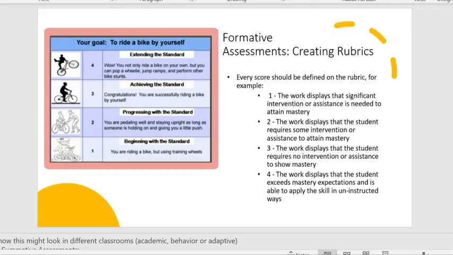And then 3, achieving the standards. So congratulations, you're successfully riding the bike by yourself. And then 4 would be like, wow, not only are they riding the bike on their own, but they can pop a wheelie, they can jump ramps, they can perform other bike stunts. So really applying skills in uninstructed ways, extending that standard.